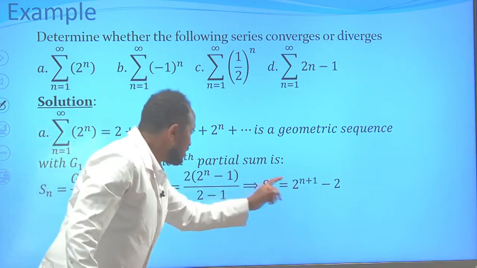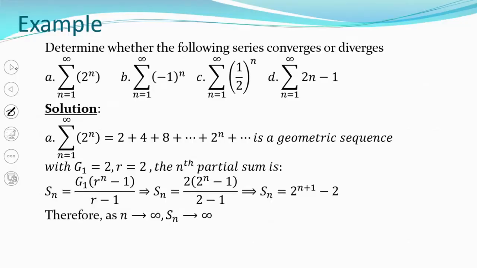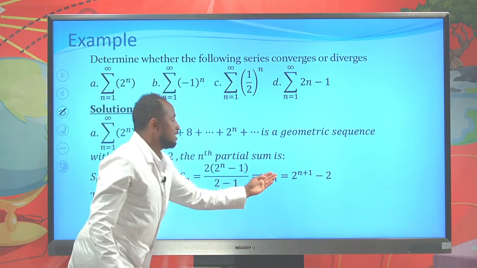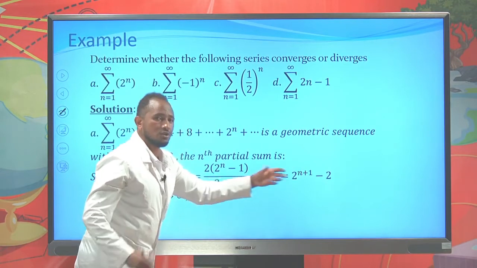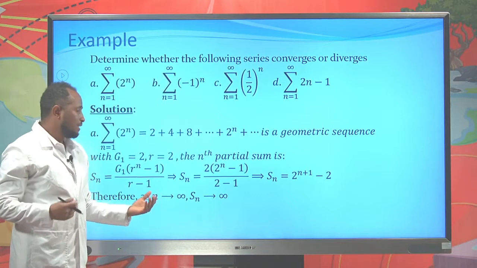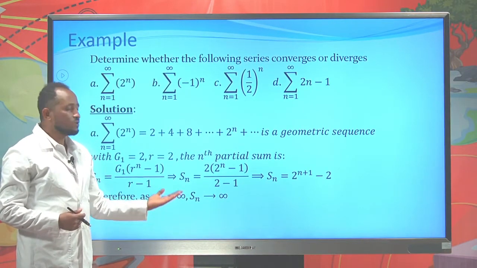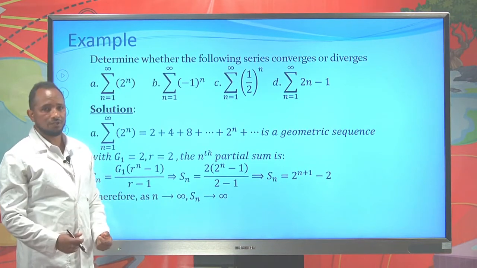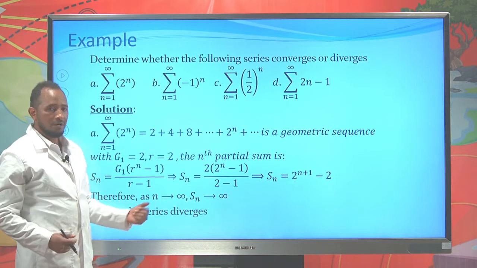So the limit of this sum as n goes to infinity is 2 to the power of infinity minus 2, which goes to infinity. So we didn't find a finite unique number as n goes to infinity. So this sequence diverges. So hence the series diverges.